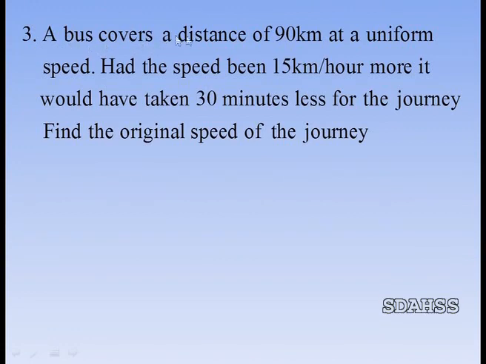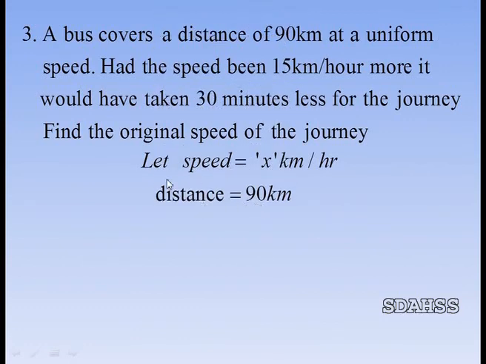Third sum. A bus covers a distance of 90 km at a uniform speed. Had the speed been 15 km per hour more, it would have taken 30 minutes less for the journey. Find the original speed of the bus. Here we don't know the speed, so let us assume the uniform speed be x km per hour and the distance be 90 km.